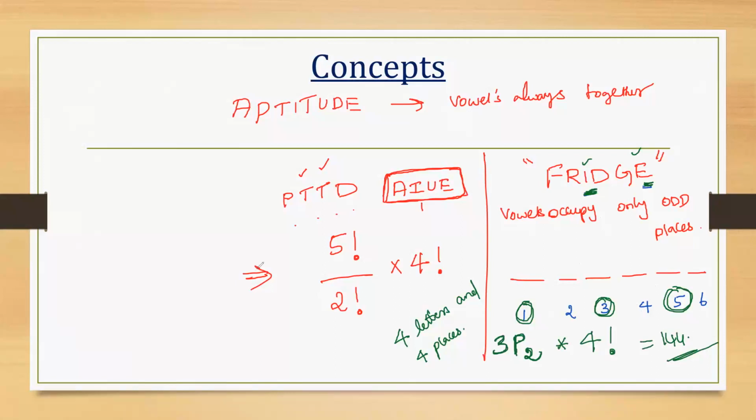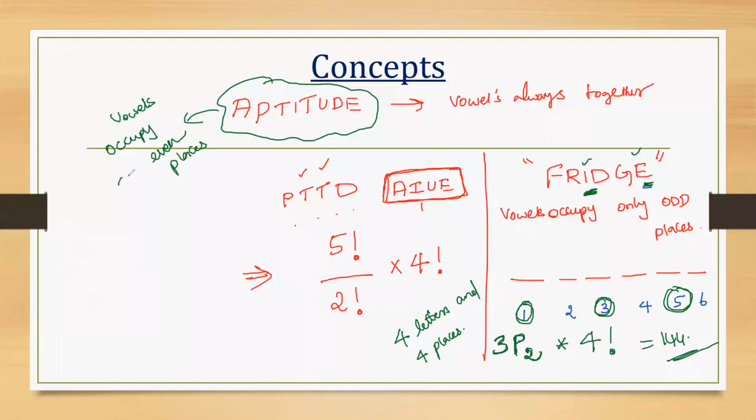Okay, give a try. Similarly for aptitude, give a try. The vowels must always occupy the even places. Give a try for this question. Vowels occupy only the even places. For aptitude, what is the answer for that? So just draw 8 lines.